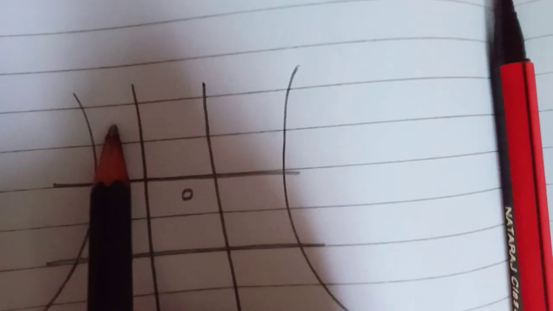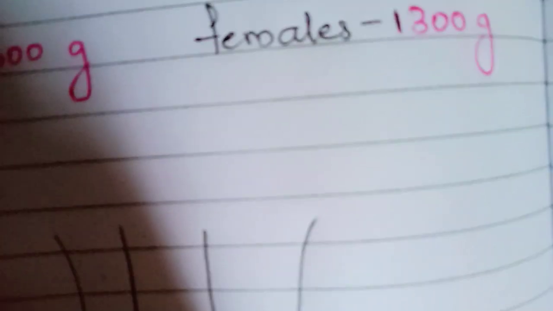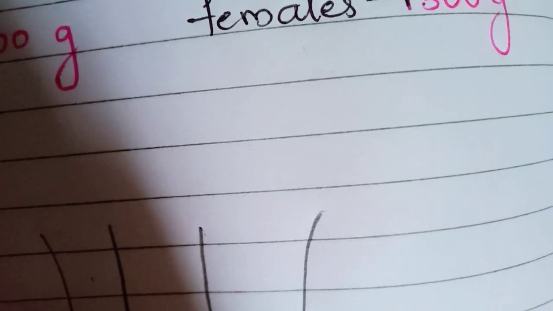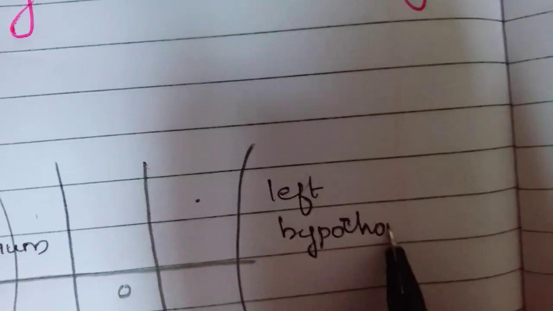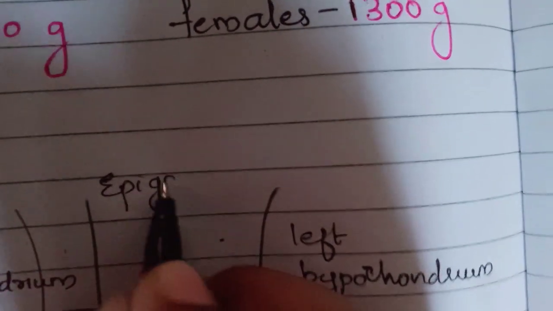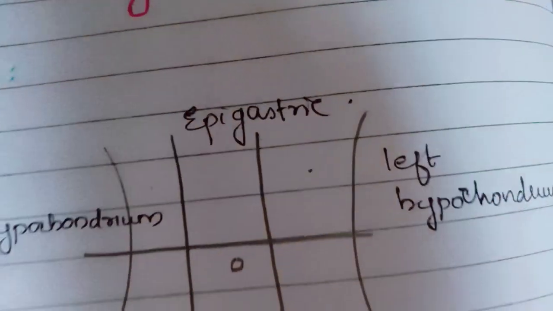This is the first quadrant. It is called the right hypochondrium. This is called the left hypochondrium. This is the epigastric region. The next 6 quadrants are not needed for the liver.